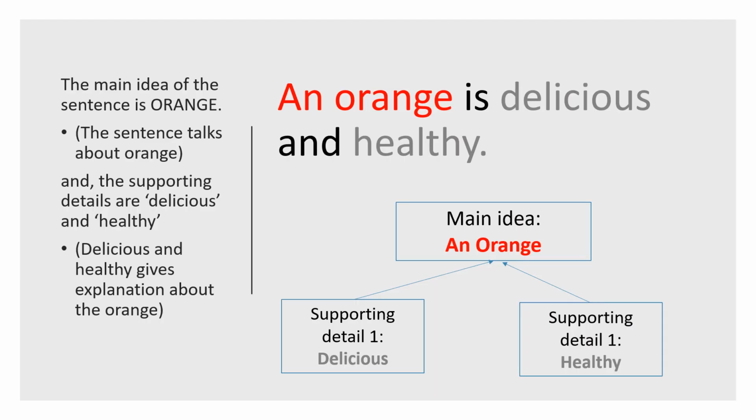The main idea of the sentence is orange because the sentence talks about orange. And the supporting details are delicious and healthy. Delicious and healthy give explanations about the orange. So delicious and healthy elaborate the orange. If we can see in this diagram, orange is the main idea. And delicious and also healthy are the supporting details of the orange. Delicious and healthy elaborate the orange or describe the orange.